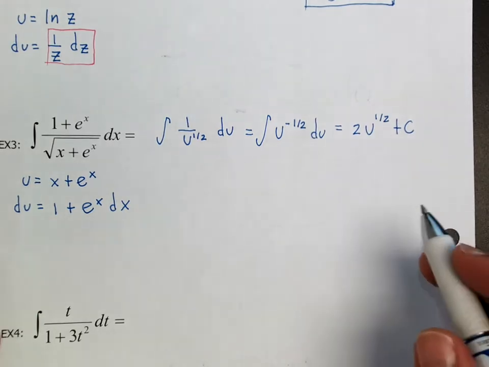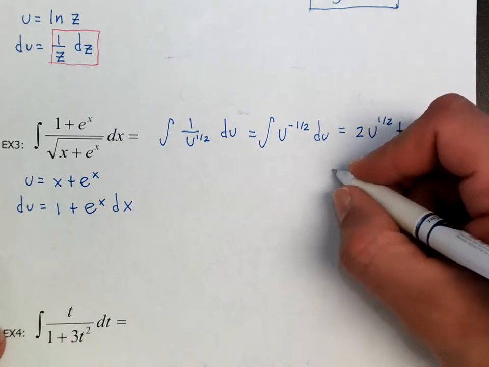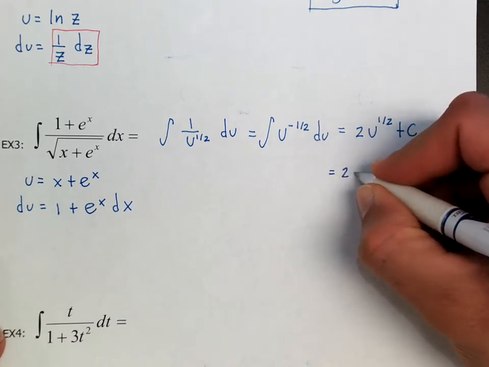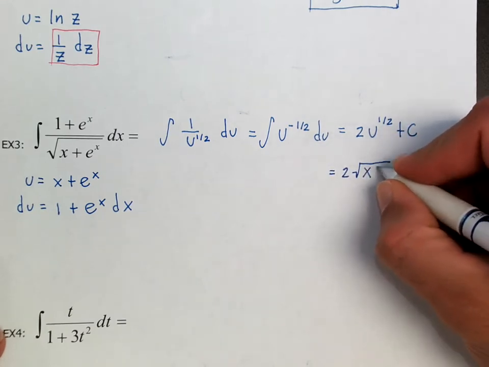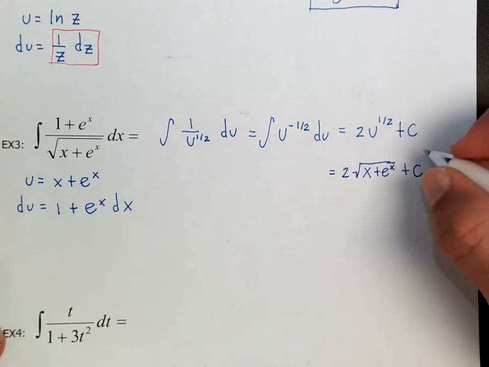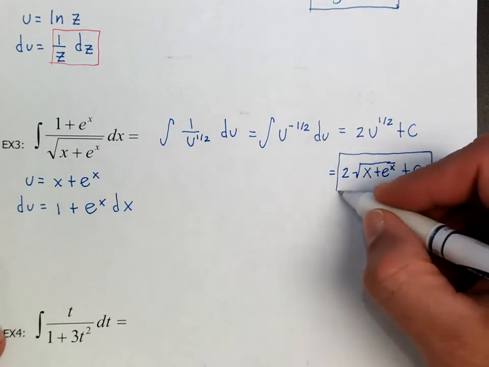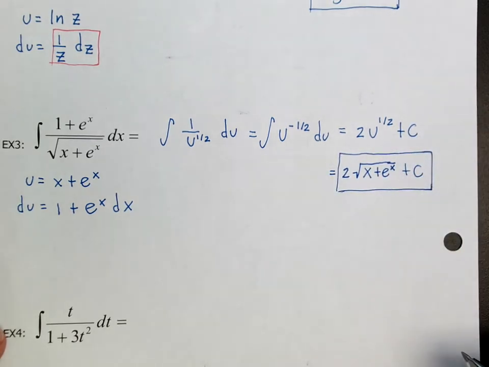Now I'm going to replace back that u with the x plus e to the x. So this is going to be equal to 2 times the square root of x plus e to the x, plus c. Right, so that is it. That's it right there. Okay, good.